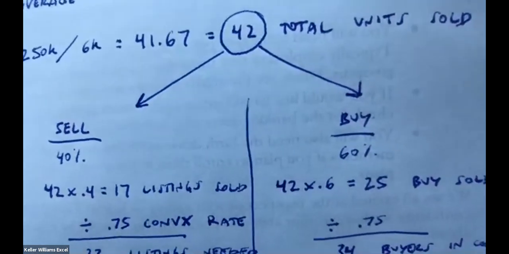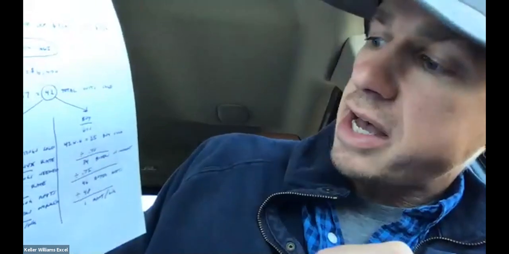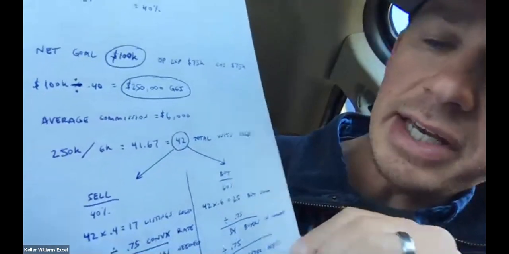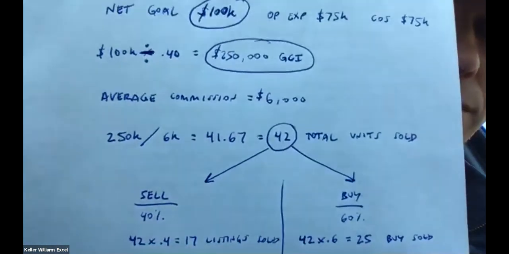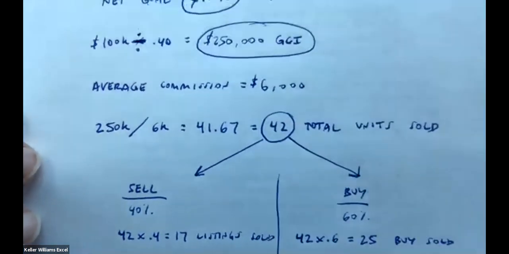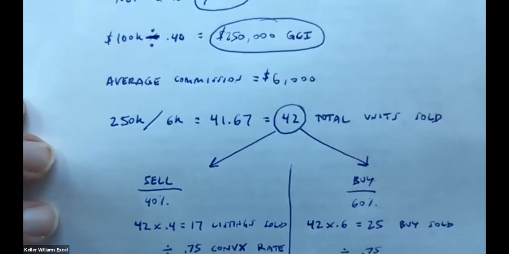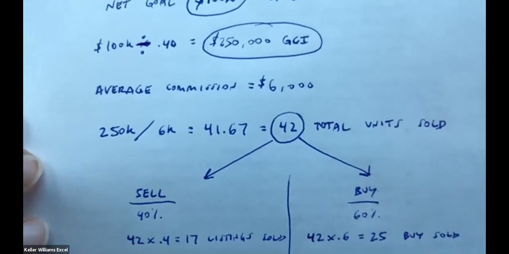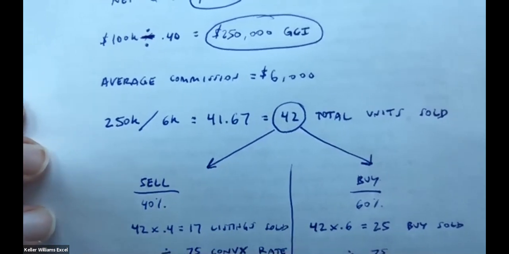That tells me that I need a total of, on the buy side at 60%, I need 25 sold. And then I need 17 listings sold. Okay, so I take my overall number, 42 homes need to be sold. I multiply it by 0.6 and 0.4. And that's how I got those numbers.